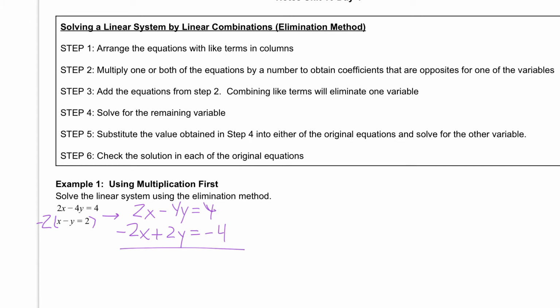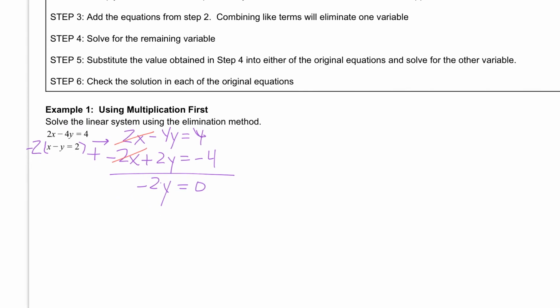Now I want to double check to make sure what I multiplied by is indeed going to work. So if I look at my x's, I have a +2 and a -2. Those are opposites, so if I add them together, I will be able to eliminate those x's. So my next step here is to start adding these together. 2x plus -2x, that's just 0, so those are going to cancel out. I have -4y plus 2y, which will give me -2y. And then I have 4 plus a -4, which is equal to 0.